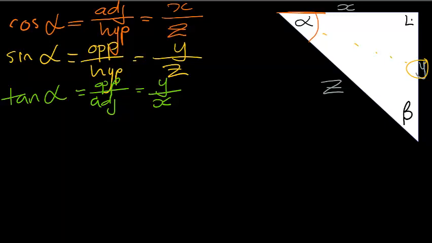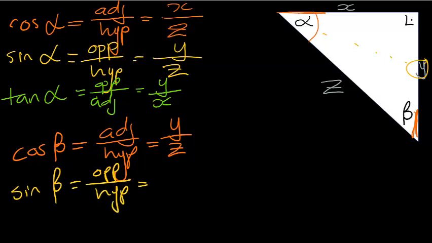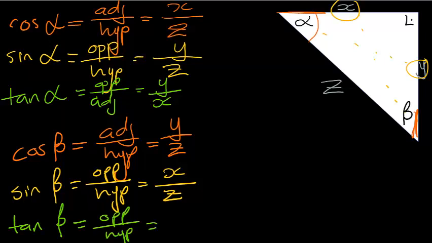Now let's do the same for angle beta. Cos of beta is going to be adjacent over hypotenuse, and the one that's adjacent to beta is y. It's y over z. Sine of beta is going to be opposite over hypotenuse, and the opposite here is going to be x over z. And lastly, tan of beta is going to be opposite over adjacent, which is going to be x over y. And that is how you answer example 4.